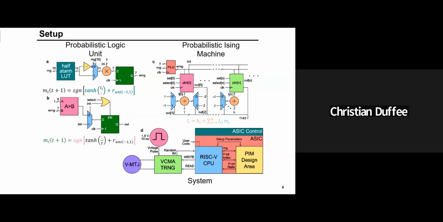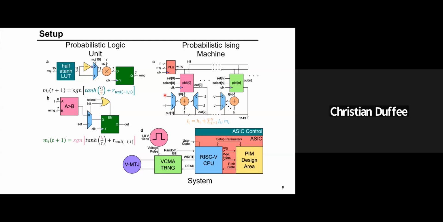Here are some block diagrams of the various aspects of the system. The system as a whole is here in the bottom right. Here's our CPU, here's our design area, and here are our MTJ components. Here's the probabilistic Ising machine block diagram.